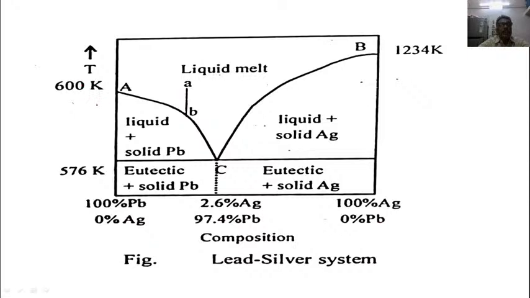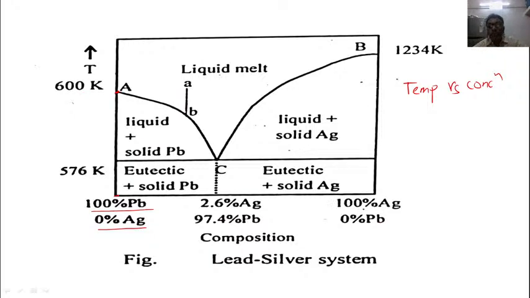This is the phase diagram, temperature versus composition. Pressure is constant here. Temperature against composition or concentration. So lead and silver are existing. On the extreme left side here, 100% lead we have taken and 0% silver. So whenever there is no silver, the melting point of the lead is 600 Kelvin, very high temperature.